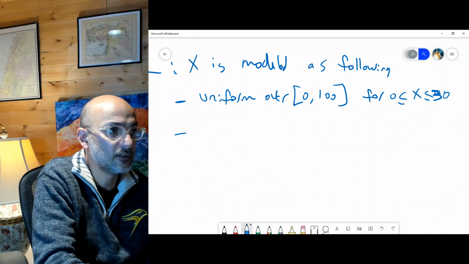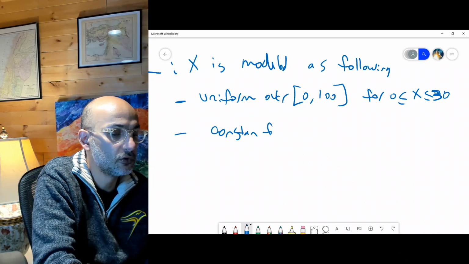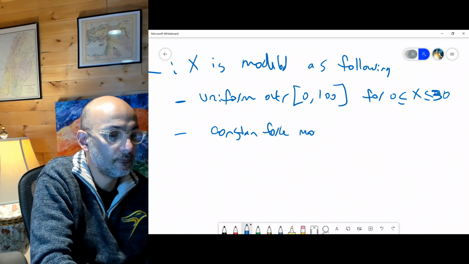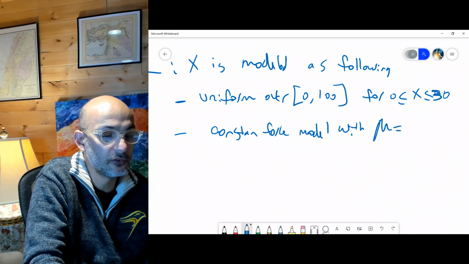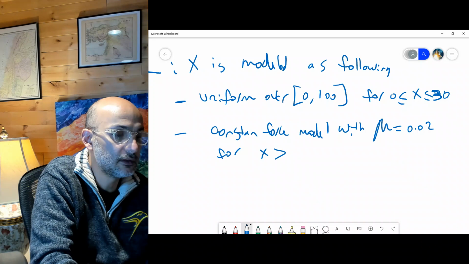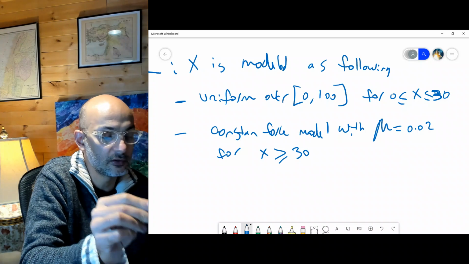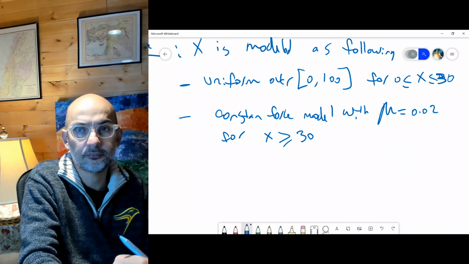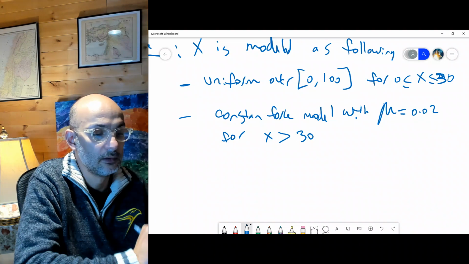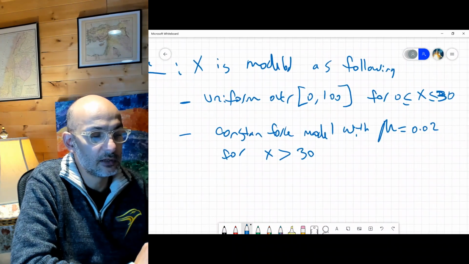Now for after 30 years, it's a constant force model with mu, the force of mortality, equal to 2% for x greater than or equal to 30. It's a continuous distribution. Yeah, it doesn't matter whether we include the endpoint, because it's a continuous distribution. So what I wanted to say here is this is a unique model.